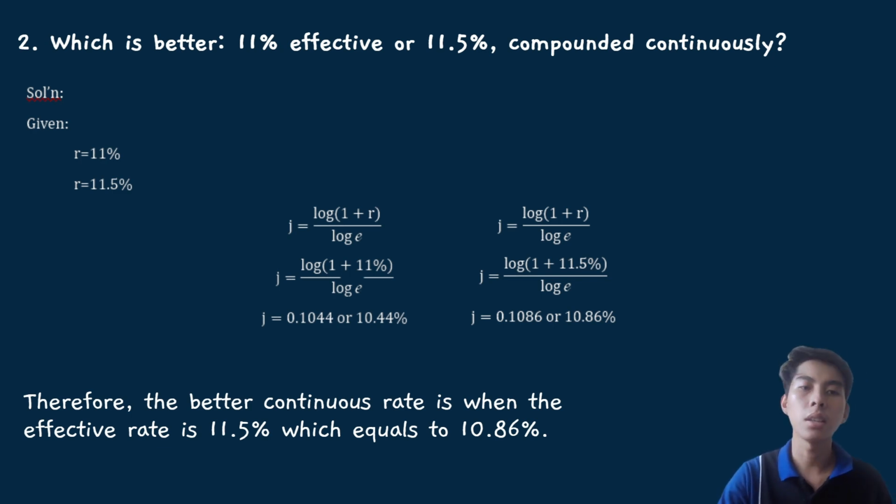Understanding the difference between nominal and effective interest rate, particularly with continuous compounding, equips individuals and businesses with the knowledge to make better financial decisions, optimize their investments and loans, or manage risk effectively, and ensures compliance with financial regulations. So that is all for now.